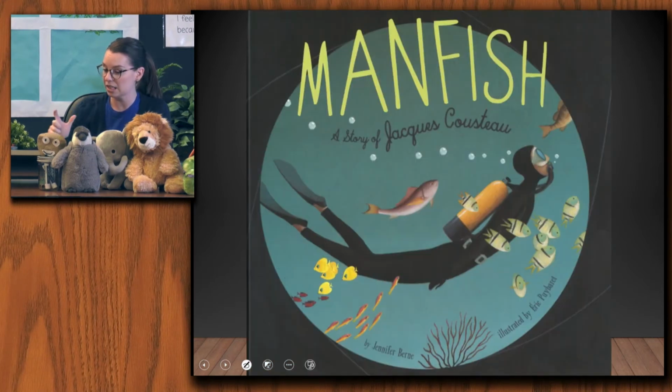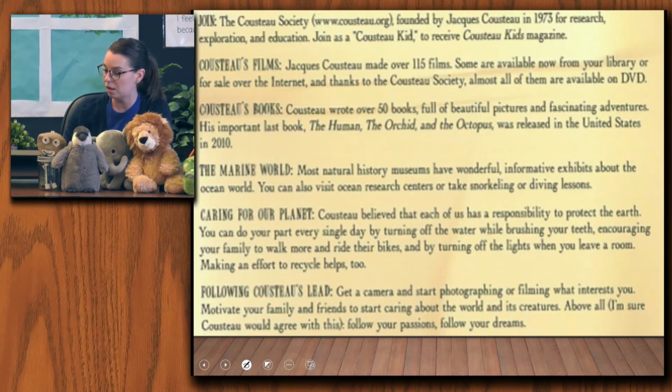And our last example is Manfish, a story of Jacques Cousteau by Jennifer Byrne. And we talked about how Jennifer Byrne also included more information for us as readers in this biography. If we were curious about learning more about Jacques Cousteau, she included information in the biography for us so that we could continue the research.